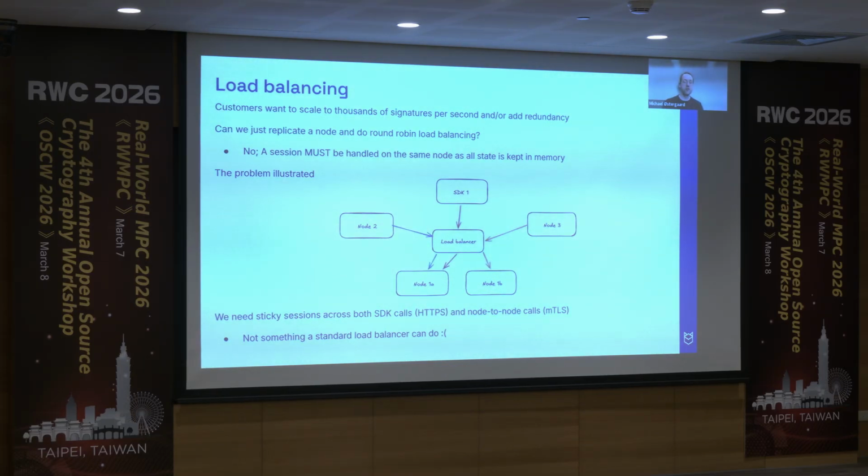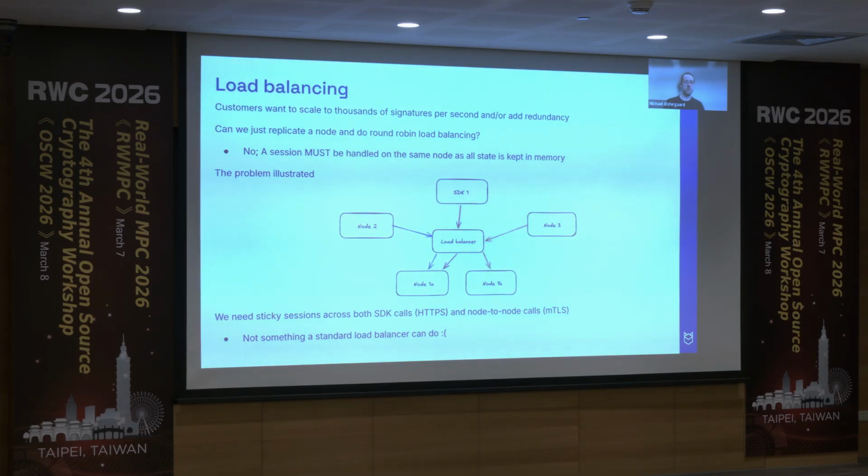And here's an illustration of the problem. Node 1 is behind a load balancer, so it actually has 2 nodes to distribute the load. There's an SDK that wants to start an operation, so it calls the load balancer instead. It gets a random node, and then the session is also started on node number 2, and it's also started on node number 3. So when it starts on node number 2, at some point it needs to send data to node number 1, so it calls the load balancer.